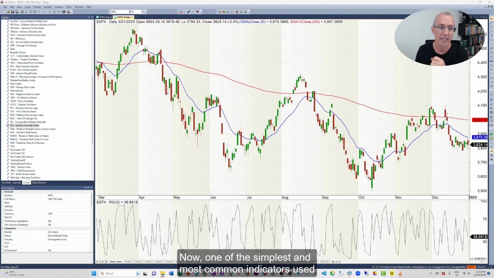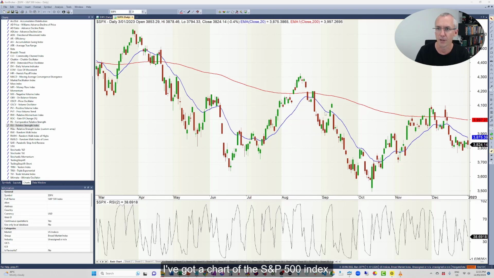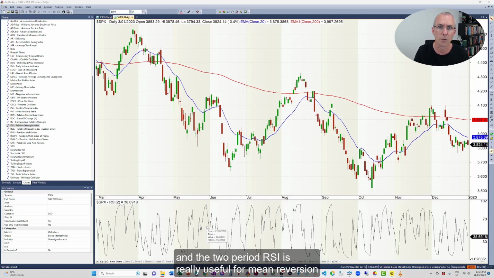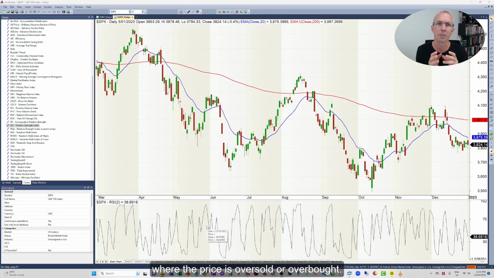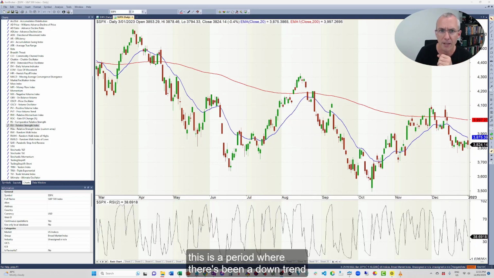Now, one of the simplest and most common indicators used for mean reversion trading strategies is the RSI, the Relative Strength Index. And on the chart in front of me, I've got a chart of the S&P 500 index, and I've got plotted underneath it the two-period RSI. The two-period RSI is really useful for mean reversion because it identifies very short-term periods where the price is oversold or overbought.